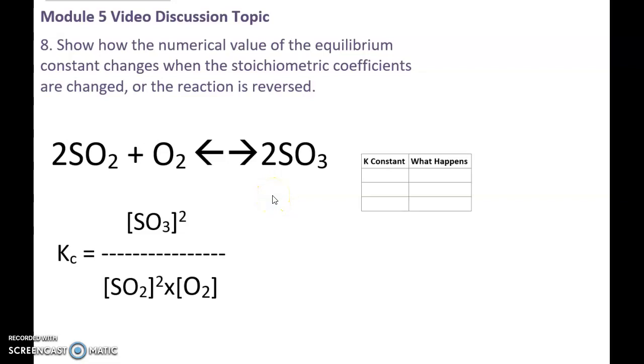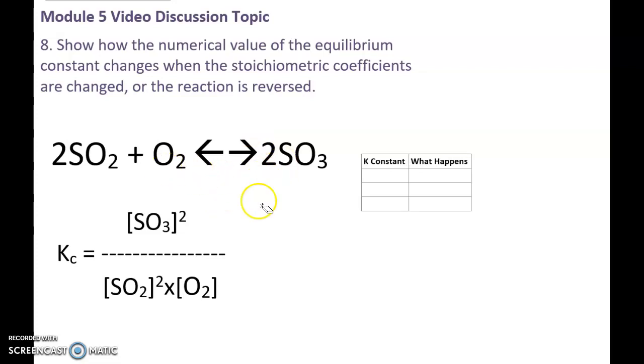Good evening, everyone. This is Amy Tackett, and I had chosen to discuss showing how the numerical value of the equilibrium constant, or the Kc value, changes when the stoichiometric coefficients are changed or the reaction is reversed. Here we're going to use the example of sulfur dioxide plus oxygen making sulfur trioxide.